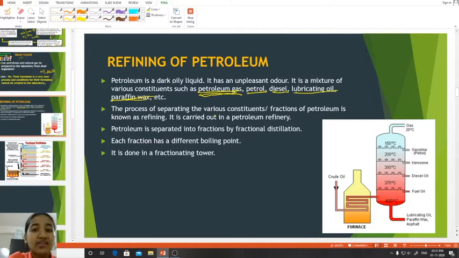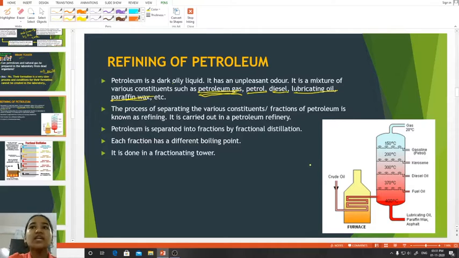By the refining process. The process of separating the various constituents and fractions of petroleum is known as refining. It is carried out in a petroleum refinery. That means a petroleum refinery, you can say a plant, is the place where this process takes place. Okay, and then petroleum is separated into fractions by fractional distillation. So this process is known as refining, and this refining is done by fractional distillation.